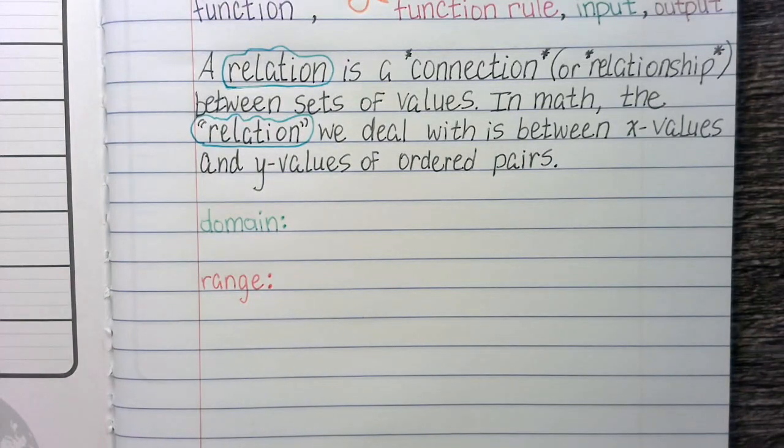The next two words we're going to define right now are the words domain and range, and you might be slightly familiar with them. So we're going to write down these definitions now, and then we're going to have a little chat about them as well.